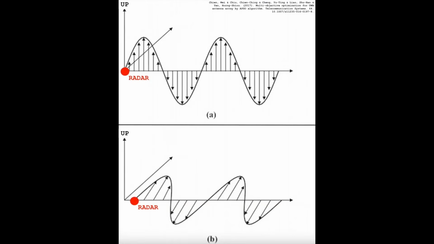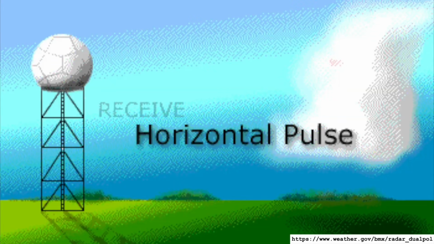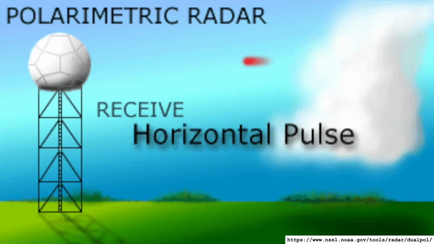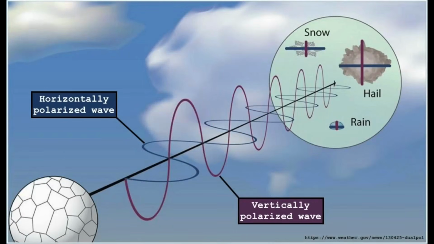The orientation of the waves is a property called polarization. Prior to the upgrade, radars could only send out pulses that were oriented horizontally, in other words, horizontally polarized. Today, WSR-88D radars send out pulses that are polarized in both the horizontal and vertical, which allows us to obtain vital information about the size, shape, and orientation of targets rather than just their intensity and velocity.